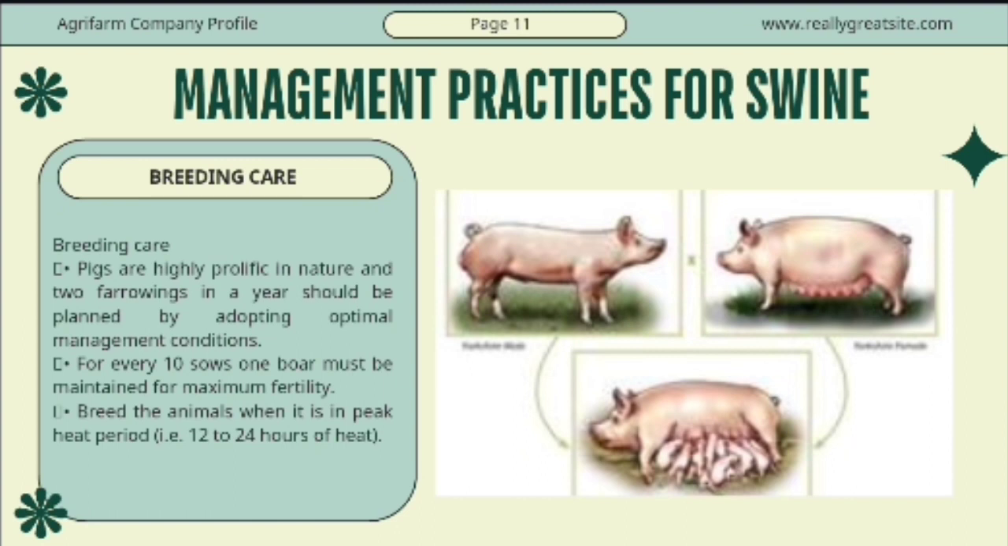So let's have the breeding care. Pigs are highly prolific in nature, and 2 farrowings in a year should be planned by adopting optimal management conditions. For every 10 sows, 1 boar must be maintained for maximum fertility. Breed the animals when they are in peak heat period, for example, 12 to 24 hours of heat.